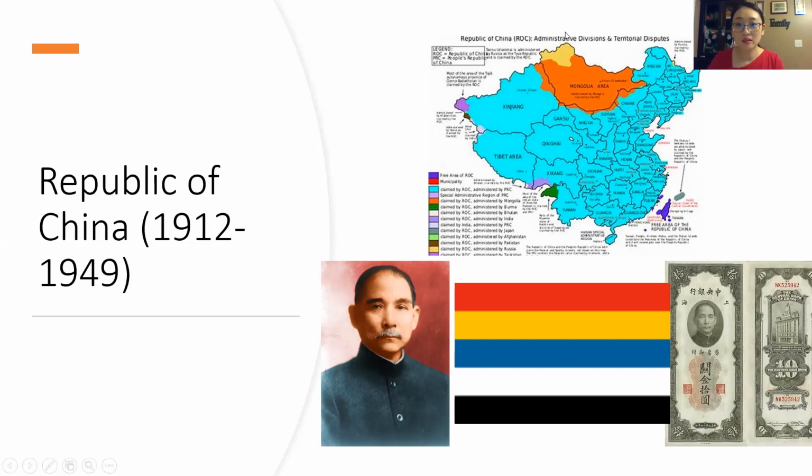Right here, you can see this is a map of the Republic of China. Some parts of China had been divided out because of the war and the falling of the Qing dynasty. And he is a very important leader for the Republic of China. His name is Sun Zhongshan, and this is a flag, and those are the money that they used, just for some fun information.